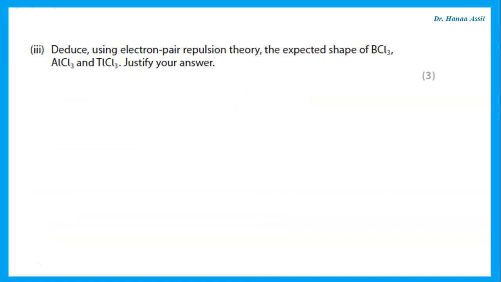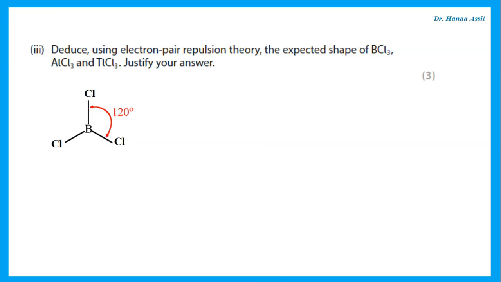Deduce using electron pair repulsion theory the expected shape of each of these. Well, we know that in order to draw the shapes, we should take into account the number of bonding pairs of electrons, the number of bonds, and if we have any extra lone pair of electrons in the central atom. So boron is in group 3 and it has only 3 electrons in its outer shell, so it's going to make 3 covalent bonds. We need to put them as far away as possible from each other for minimum repulsion.